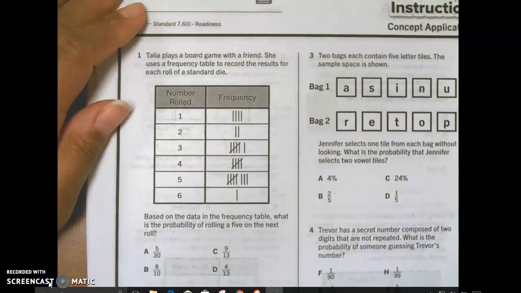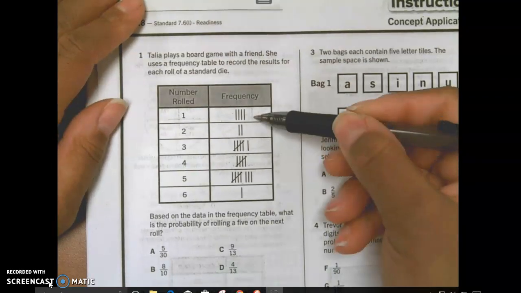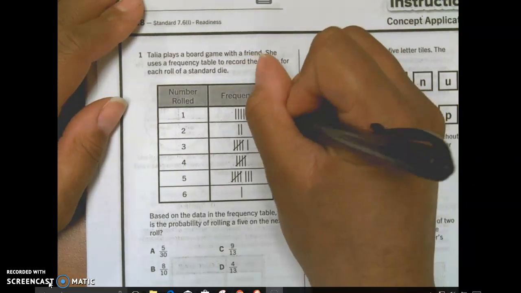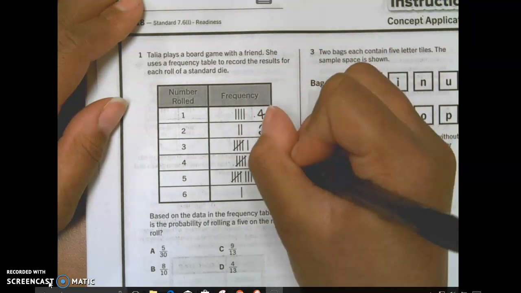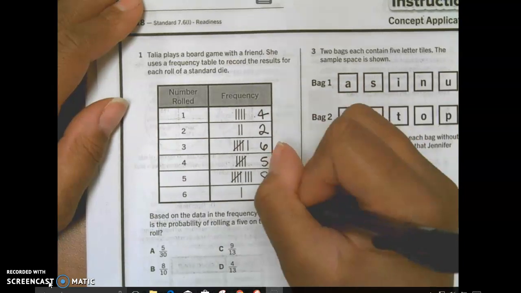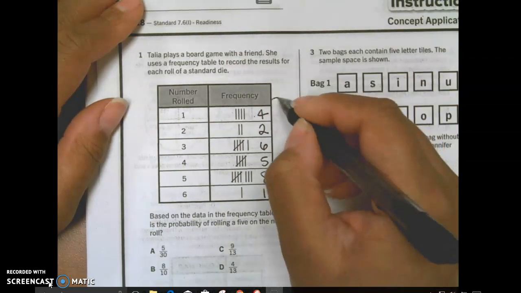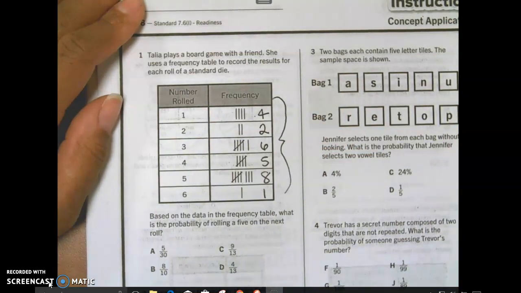Okay, page 181. Talia plays a board game with a friend. She uses a frequency table to record the results for each roll of a standard die. How many times did she roll 1? How many times did she roll 2? 3, 4, 5, and 6. How many times did she roll all together? 30.